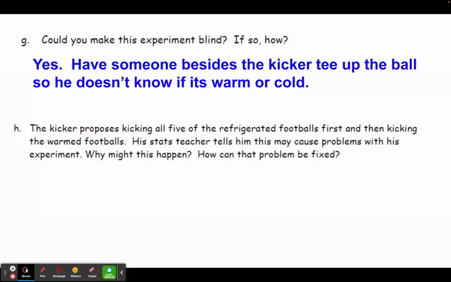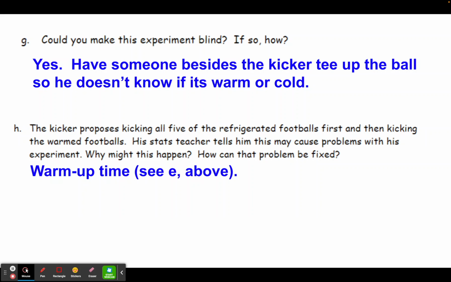Now, the kicker proposes kicking all 5 of the refrigerated footballs first and then kicking the warmed footballs second. So essentially, they're not using any randomization in this experiment. The stats teacher tells them that this might cause some problems. The reason this would happen is because, again, if you look at part E, where we talked about warm-up time above, we would run into that problem because of this. So if the kicker kicks all the refrigerated footballs first, they might not be as warmed up as they would be when they kicked the warmed footballs.